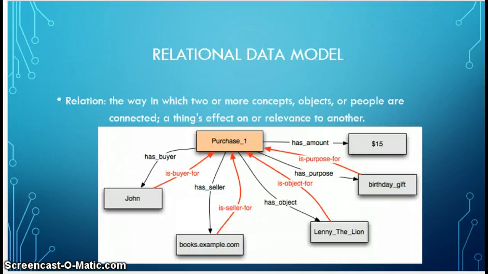Secondly, we go with the relation data model. The relation is the way in which two or more concepts, objects, or people are connected, a thing's effect on or relevance to another. So we have purchase number 1. Here we have the relation between John, books.example.com, Lenny the Lion, birthday gift, and $15. So these all relate because they are related to the purchase. So all these entities relate to each other.